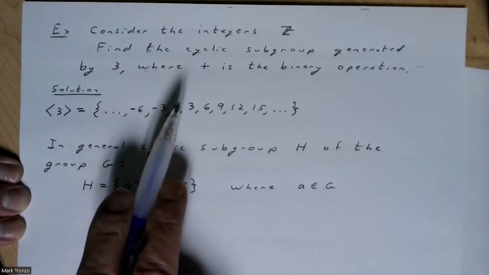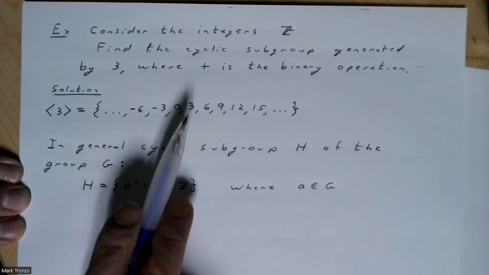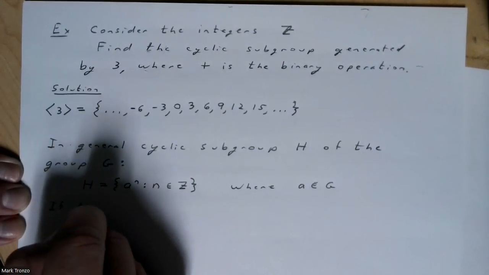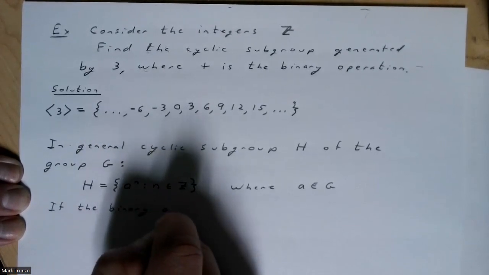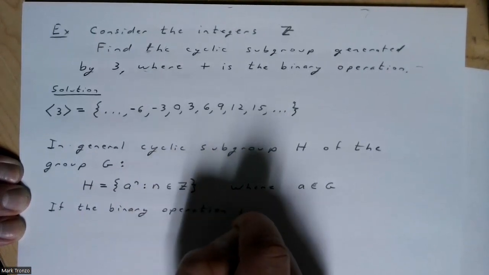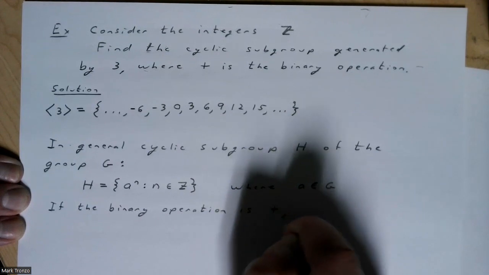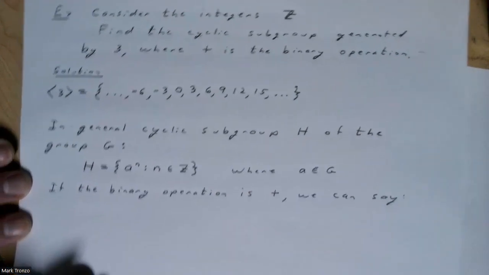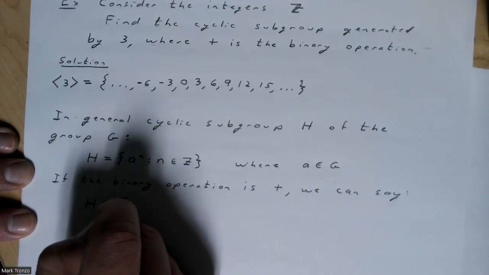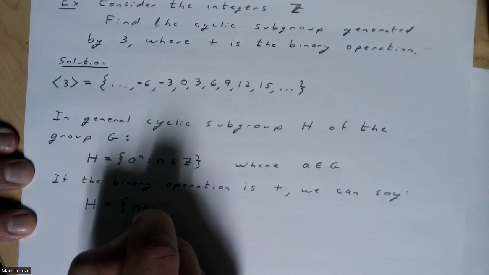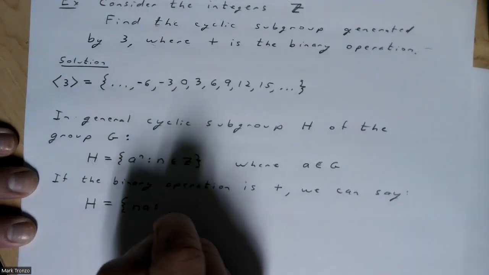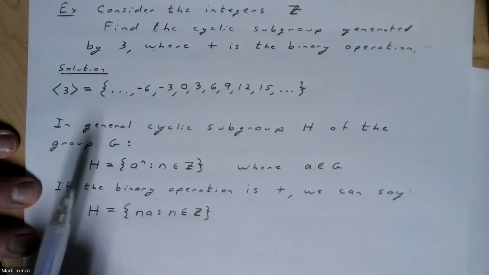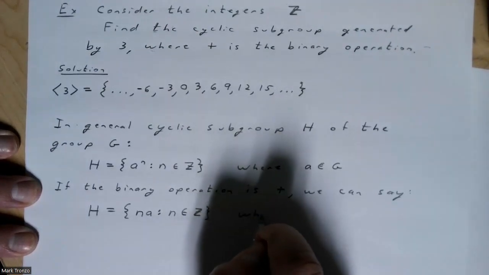Now in the cases we looked at so far, the group operation was just addition. But if the binary operation is addition, we can say H is equal to na, such that, remember the double dots mean such that, n is an integer. And that's kind of what we had up above here, where a, of course, is in G.